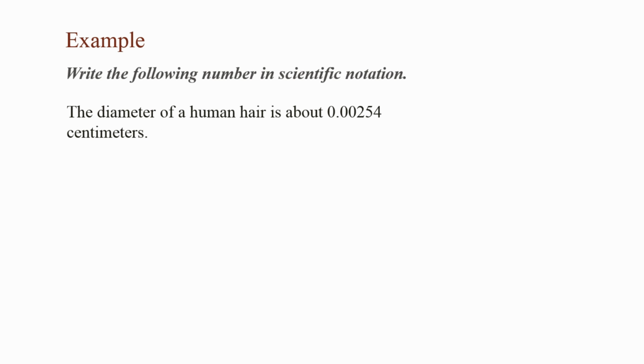In this example, we want to write the following number in scientific notation. The diameter of a human hair is about 0.00254 centimeters. We only want one number that's not a zero in front of the decimal, 2.54, x 10. This time we're dealing with a decimal, so our exponent will be negative, and I'm moving it 3 places, so I use 3 for my exponent. So 0.00254 can be written in scientific notation as 2.54 times 10 to the -3.